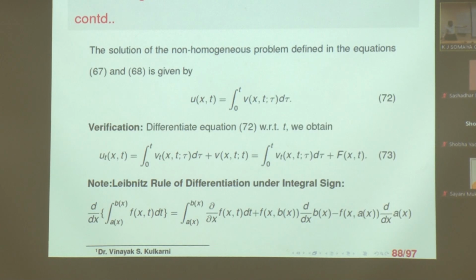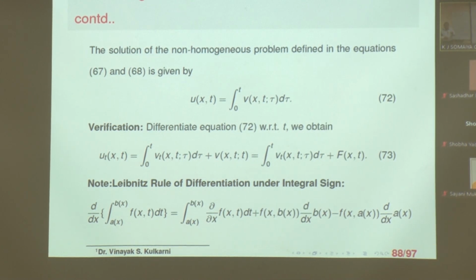Now the solution of the original problem, which is defined in equations 67 and 68, is given by u(x,t) equals the integral from 0 to t of v(x,t,tau). Why can I claim this is the solution of the original problem? Because the parallel problem we have designed is designed in the neighborhood of tau.